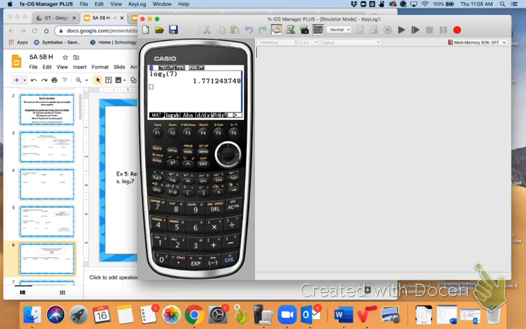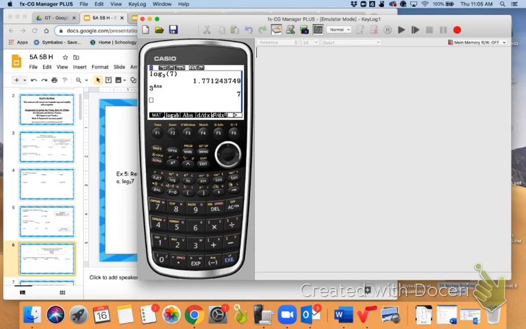So 3 to the 1.77124, etc. power is going to equal 7. Okay, again, just to double check, 3 raised to that answer is 7. Now, what you're probably thinking is, well, if I can just evaluate these with the calculator, why did I just go through all of that work that we just did?